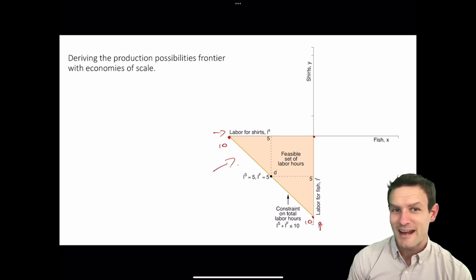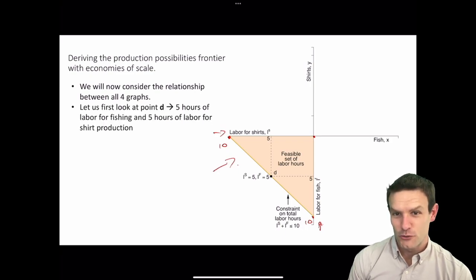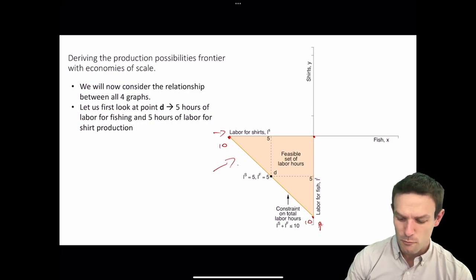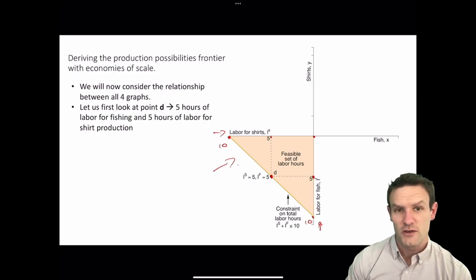Okay, but do we know yet how many fish and shirts we'd have? Well, no, we don't know yet. In order to do that, we're going to have to add our production functions. But just as a reminder, if we're at point D, what are we doing? We're spending 5 hours using shirts and 5 hours for fish.